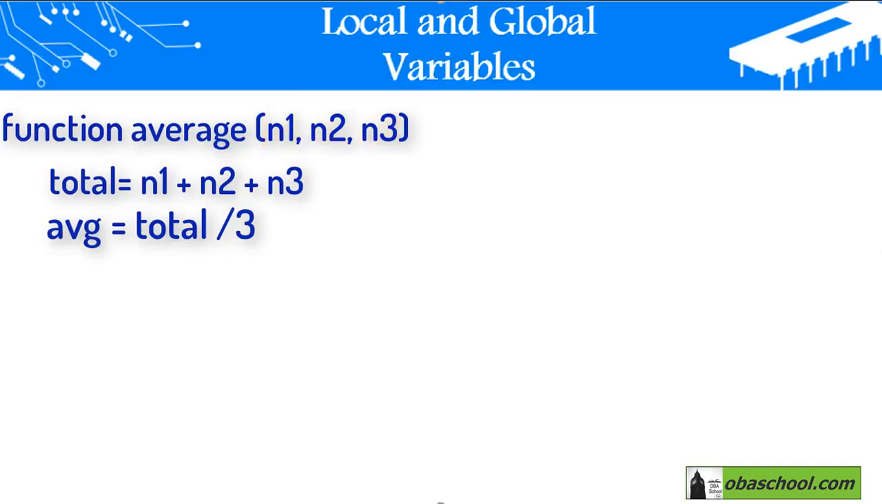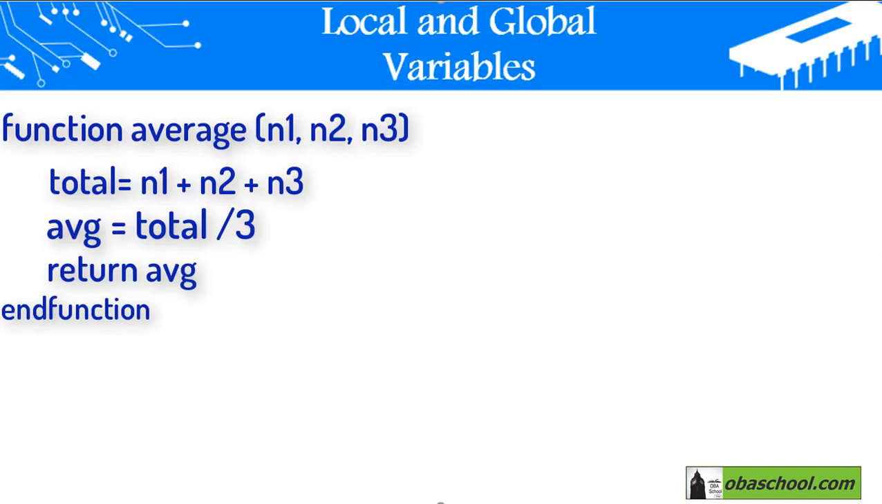And we said when we write a function, we must have a return statement. So now we put return and put beside it the variable AVG, which is the average. Then we put end function, so now the function ends.